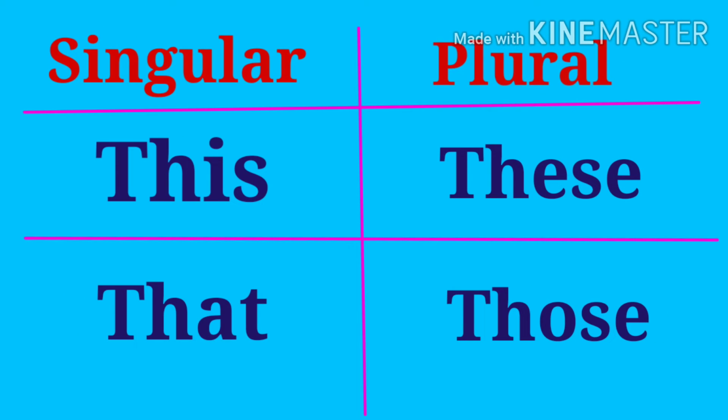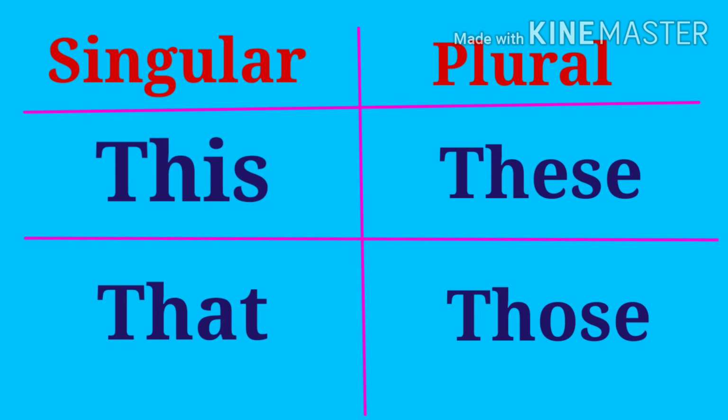And this and that are singular demonstrative pronouns, and these and those are plural demonstrative pronouns. And this and these refer to a person or things nearer to the speaker, and that and those refer to persons or things at a distance from the speaker. So this is all about demonstrative pronouns.